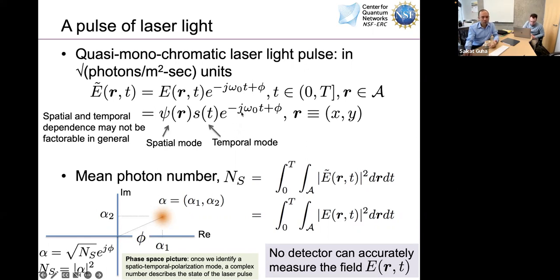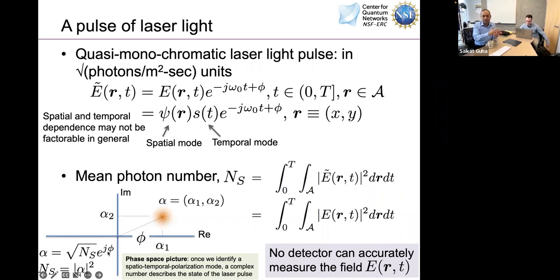I'm used to using j, although I don't know if I've been consistent with all the slides. I'm an electrical engineer by training, and in electrical engineering, they don't like to use i for the square root of -1 because i is used for current, but j is just the square root of -1. And this phi is some phase shift. If you look at this expression for the field, once I have identified this mode for you, there's literally just one complex number that I need to specify the state of the field. This complex number is the root of the mean photon number times the phase e to the j phi, with respect to some chosen phase reference.